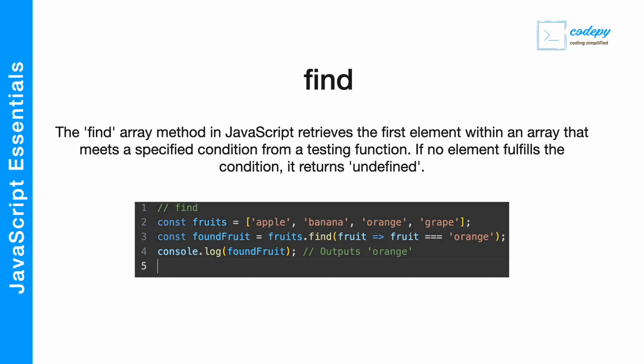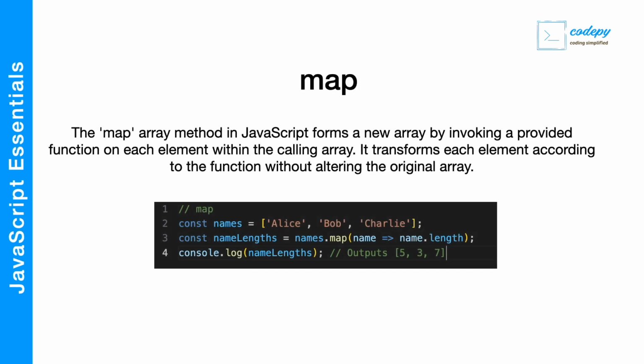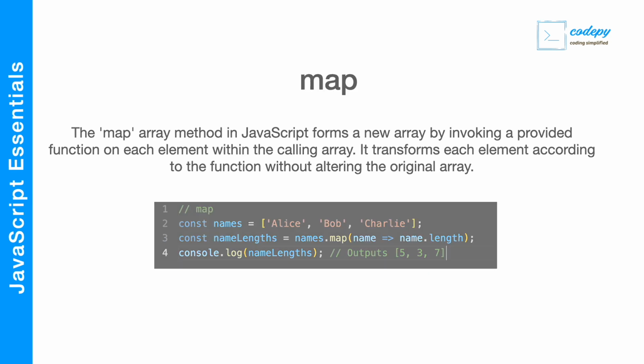the output. The map array method in JavaScript forms a new array by invoking a provided function on each element within the calling array. It transforms each element according to the function without altering the original array. So that means if I wanted to perform this on an array without changing the size or shape into a different new array altogether.